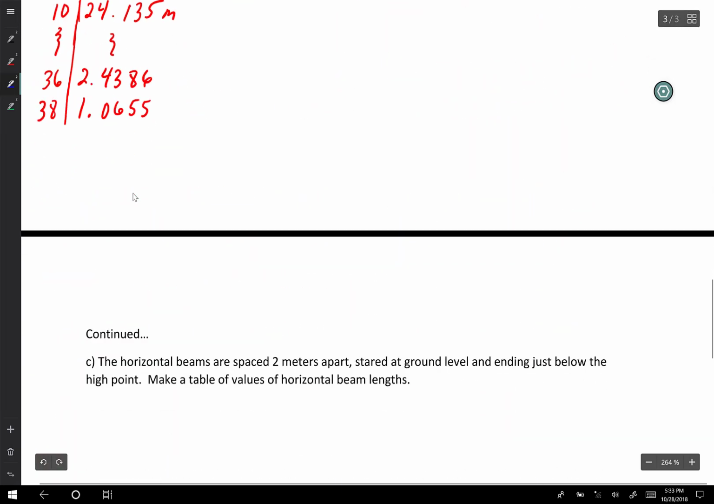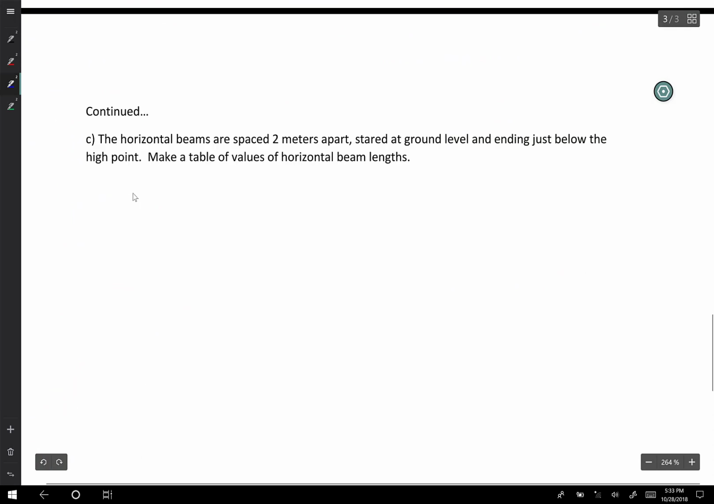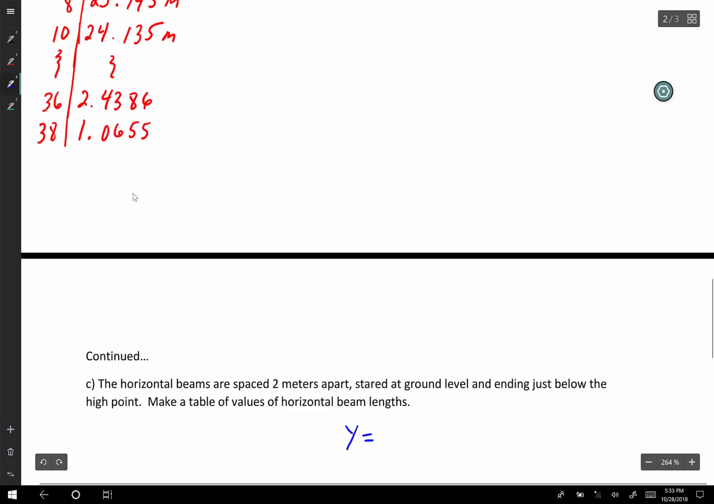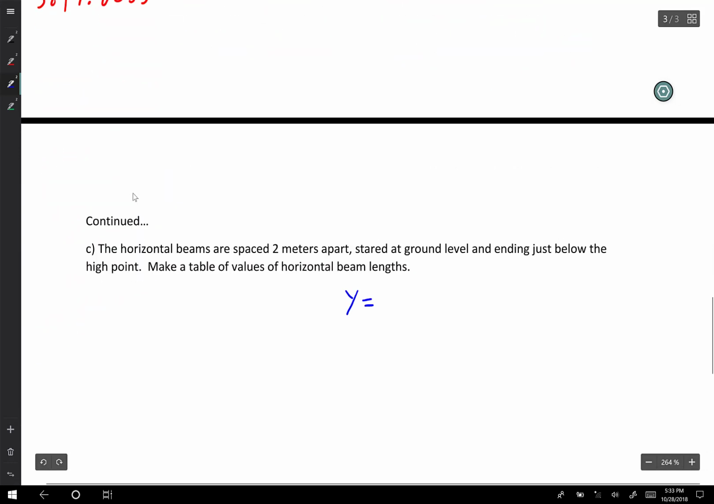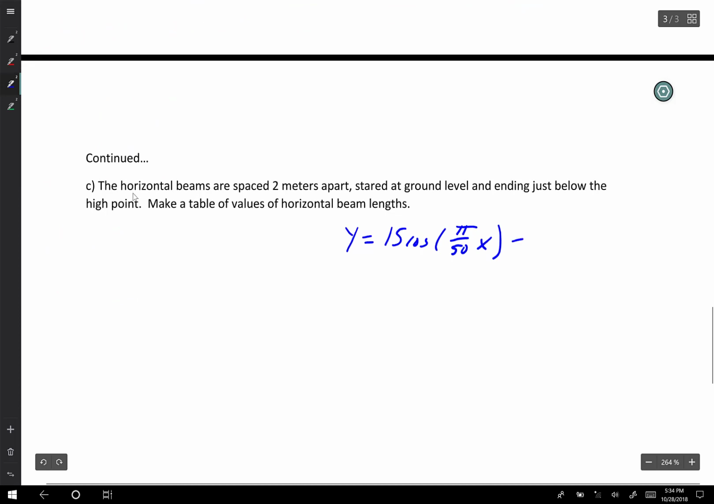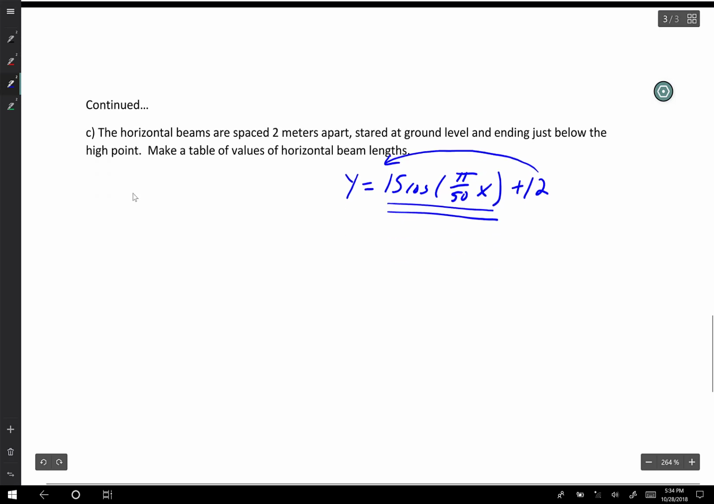So what we're going to do: the horizontal beams must be spaced 2 meters apart, start at ground level, and go just below the high point, so make a table of values. You're going to take your equation and solve for x, so we're going to do the inverse of it. So y equals 15 cosine of pi over 50 x, close it, plus 12. The first thing you have to do is move the 12 to the left. I like to have what I'm solving for on the left-hand side, so I'm going to rewrite this as 15 cosine of pi over 50 x equals y minus 12.